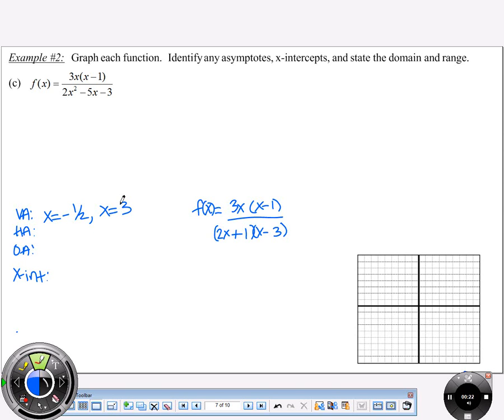Holly? Good. Setting the denominator equal to 0, and that means when there's multiple factors in the denominator, you're going to have multiple vertical asymptotes. Okay? All right. Horizontal asymptotes. Yes, Hannah.